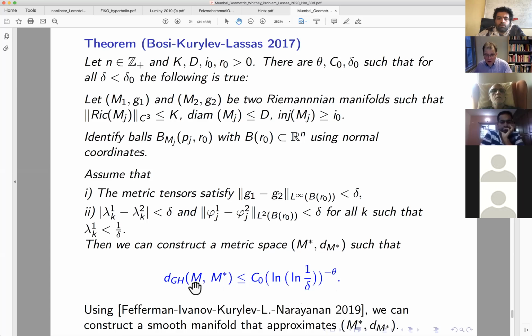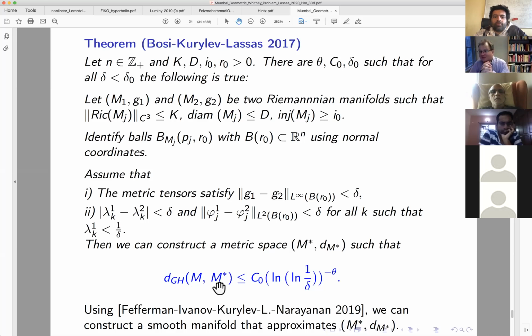Now, when we have constructed a discrete metric space M star that has this property, then we can use these results that I described, these manifold learning results, for instance, this Fefferman, Ivanov, Kurylev, Narayanan result that I described, to construct a smooth manifold that approximates this metric space M star. In this way, we can construct a smooth manifold from the data.